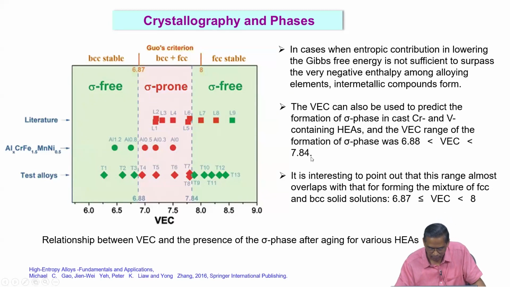What is sigma phase? I said it comes under a complex ordered disordered category, and you have the window where a VEC from 6.88 to 7.84, you will form a sigma phase, and if you avoid these numbers, then it is sigma phase free. Either it is less than 6.88 or it is beyond 7.84. So, valence electron concentration forms a basis for predicting the crystal structure formation in high entropy alloys, as well as it gives some idea about how to prevent the sigma phase formation again.